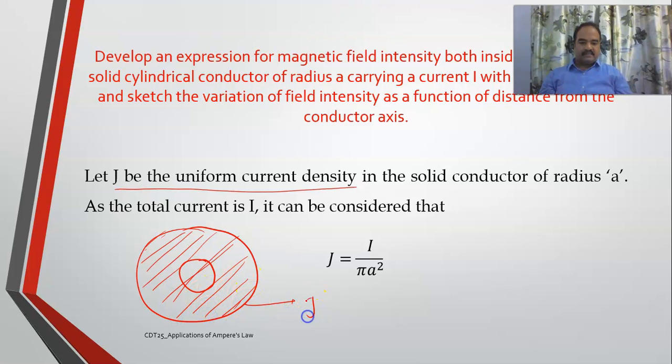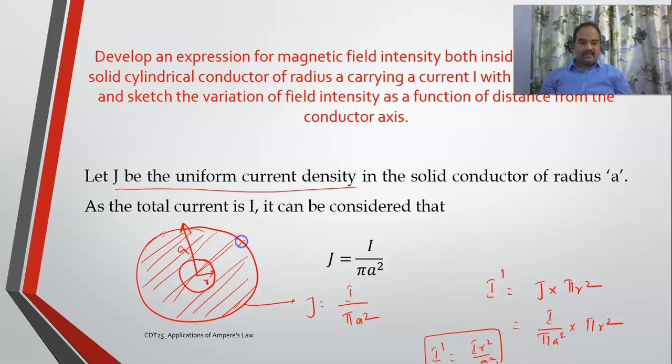So what is the current density? J is equal to I by the surface area, which is pi A square, where A is the radius of the conductor. If I want only up to R, I dash is equal to J into pi R square. J is already I by pi A square, so I dash is equal to I R square by A square. On the surface, R is equal to A, so I dash is equal to I into A square by A square, which is I itself. This is the format which will be employed.